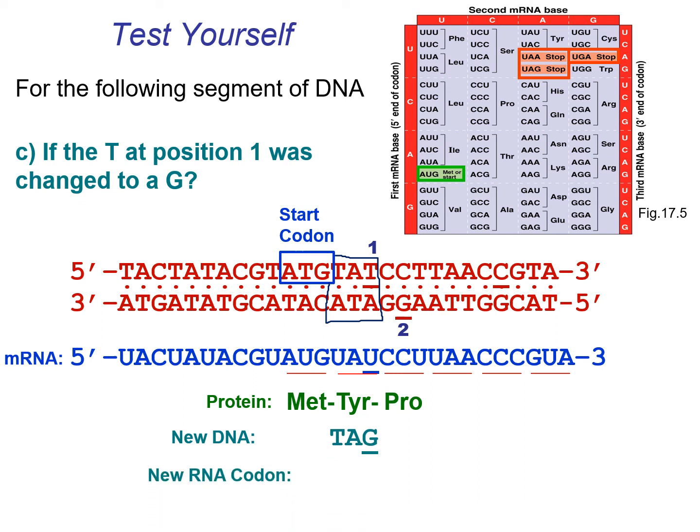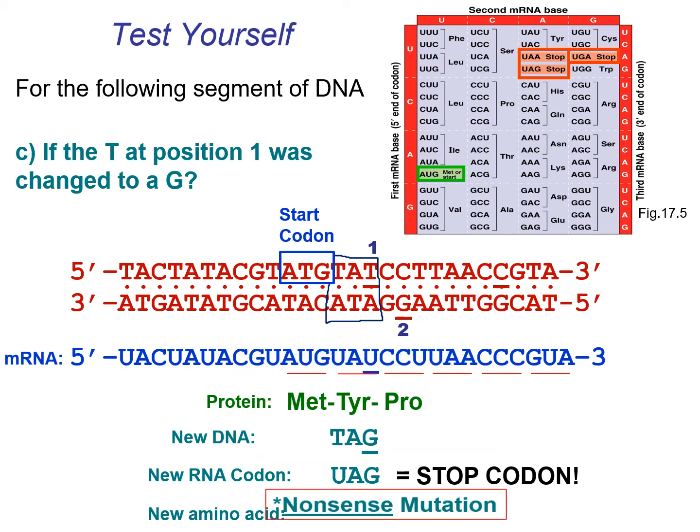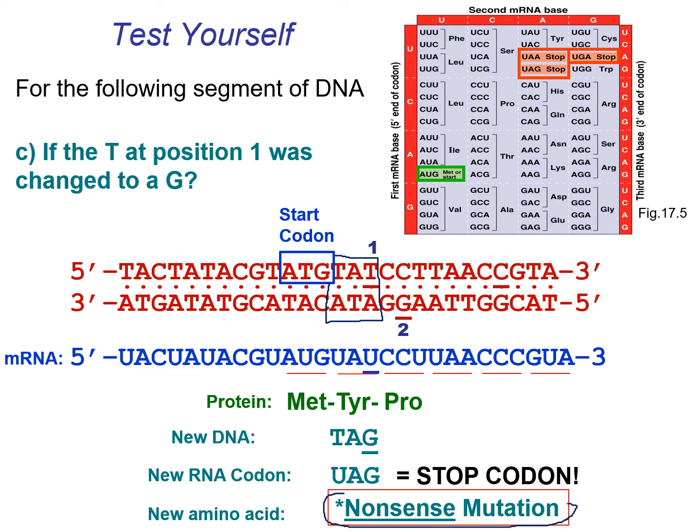Got to look up the RNA and see what a TAG, convert the DNA to RNA, which is going to be a UAG. Look up on my genetic code, what's a UAG? A UAG is a stop codon. So this is going to be a nonsense mutation. So there's an example of each. We had a silent mutation, a missense mutation, and a nonsense mutation.